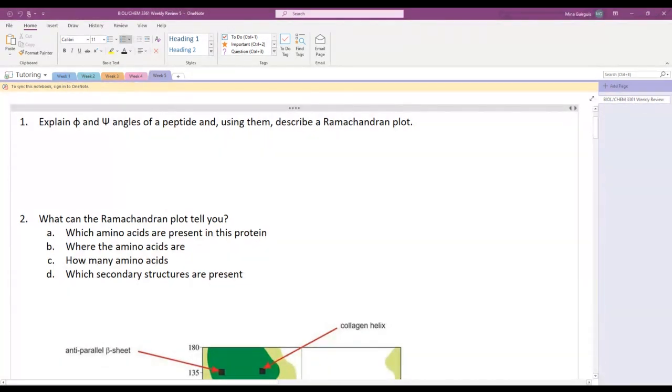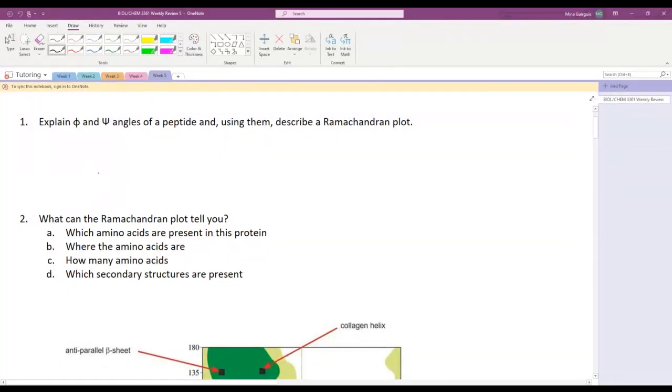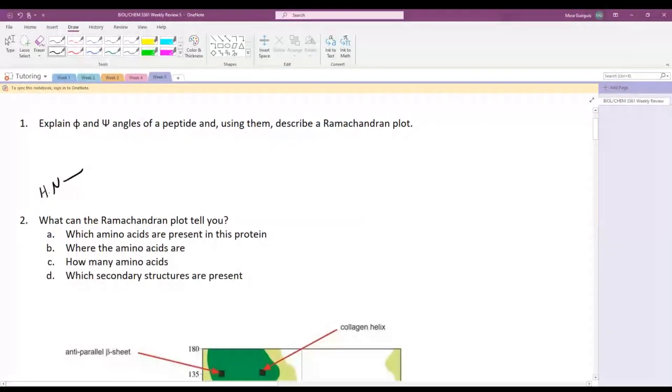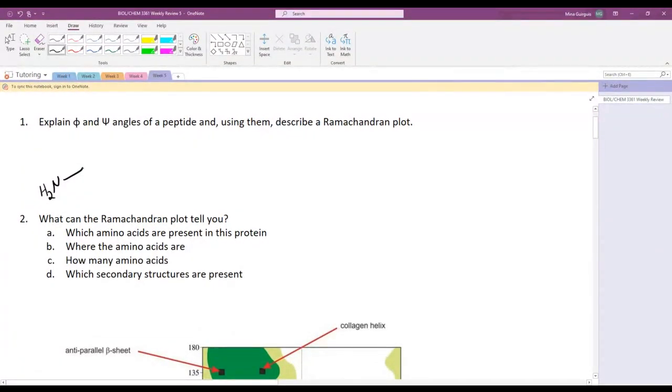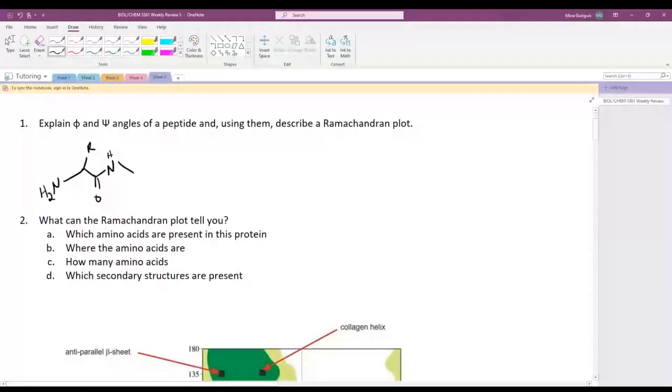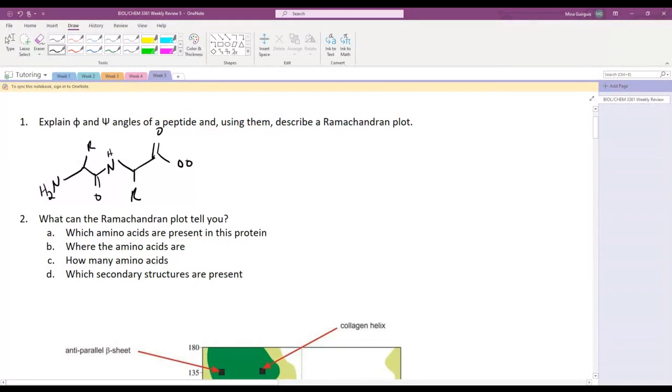So the first question is: explain phi and psi angles of a peptide and use them to describe a Ramachandran plot. The first thing we're going to do is describe these phi and psi angles. Generally speaking, I have this variable R group on this amino acid, and then I have nitrogen and another variable R group, and so on. In this case it's a dipeptide. This would be the general form of a protein.